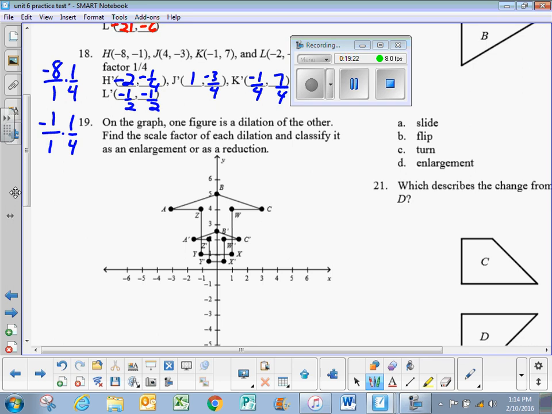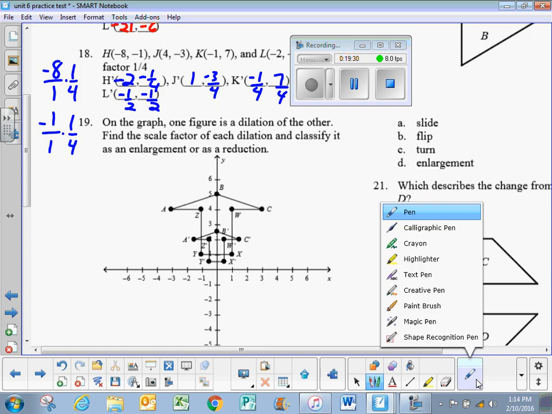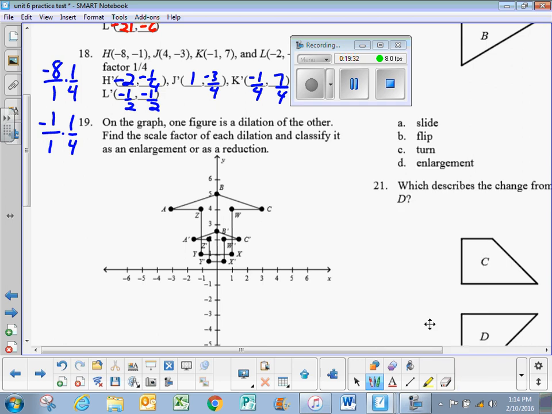Okay, number 19. Here's where you really need to hone in on the prime marks here. Let me use my magic pen here for a minute. Let's try this again.